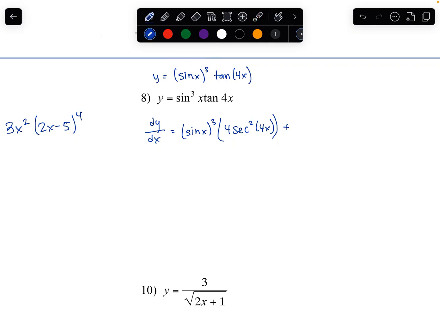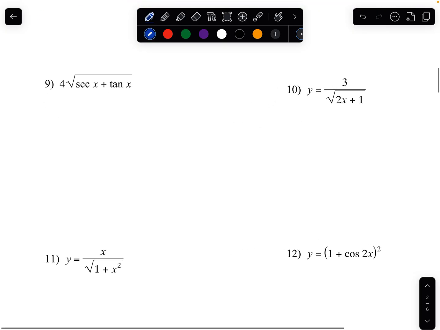So we're going to bring the 3 down. It's going to be sine of x squared. Now I'll have to go inside and take the derivative of sine, which is cosine of x, and then times the second, so times tangent of 4x. There you go.